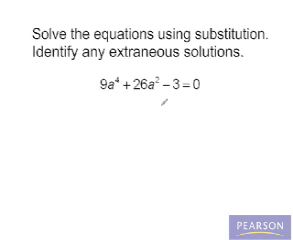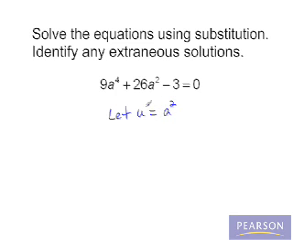Solve the equations using substitution. Identify any extraneous solutions. We have 9a to the fourth plus 26a squared minus 3 equals 0. And we're going to let u be the same thing as a squared.